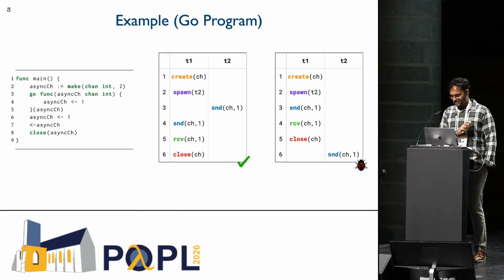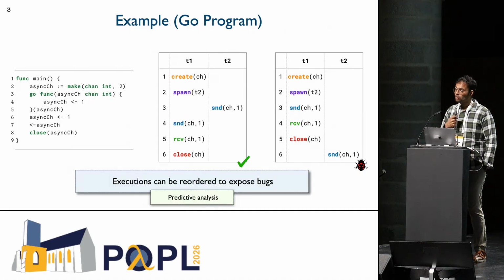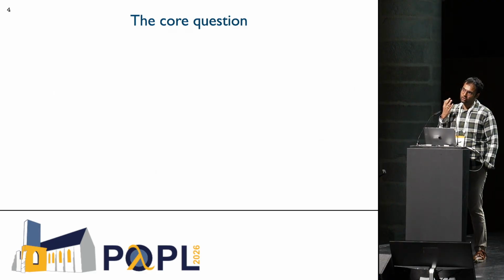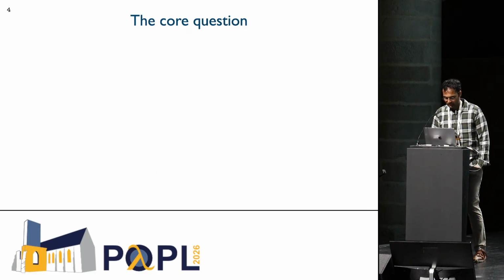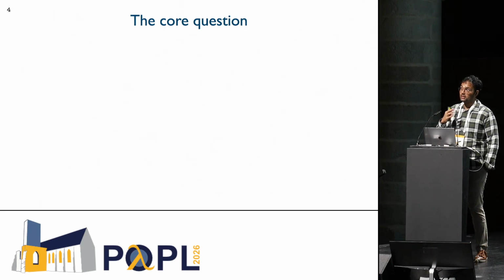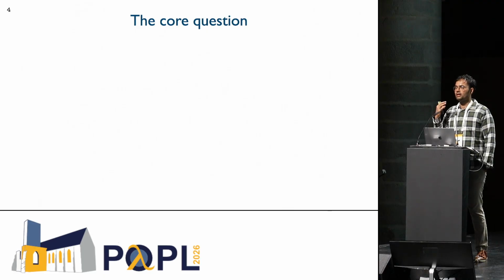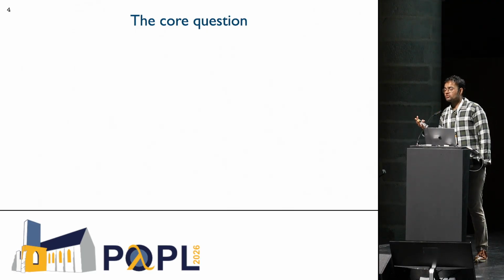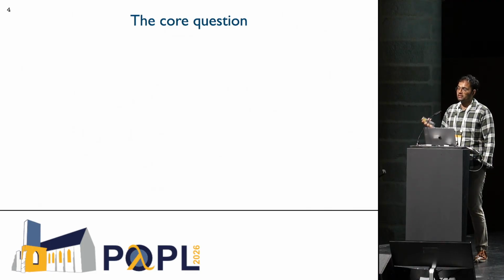Okay, so that's essentially how predictive analysis works. And as I said, the core question that comes up in all such analysis is the consistency question. If I have to reason about these kinds of interleavings and ask whether there is another interleaving, then I have to be very careful, because not all permutations of the observed execution are actually going to be valid. There are constraints that one must satisfy so as to ensure that the interleaving you're thinking about is really an interleaving of the same program that gave you the execution in the beginning.